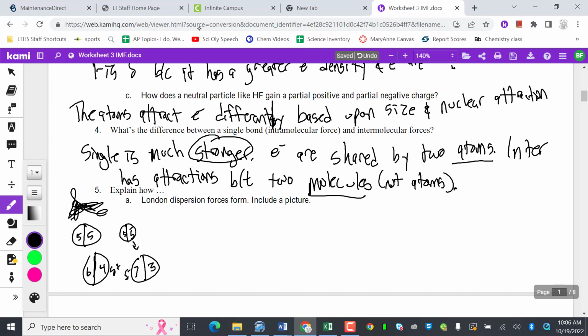Okay, so now I have to describe that. Two neutral atoms are near each other.